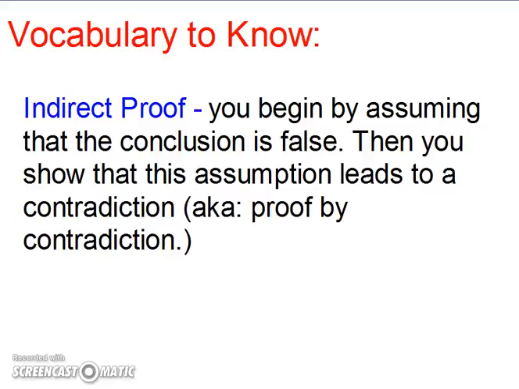You begin by assuming that the conclusion is false. Then you show that this assumption leads to a contradiction. This is also known as a proof by contradiction.